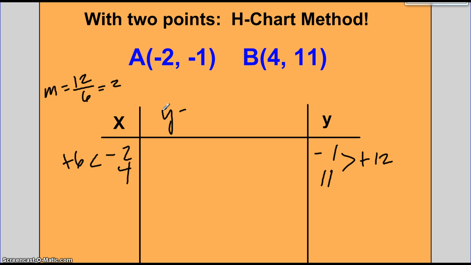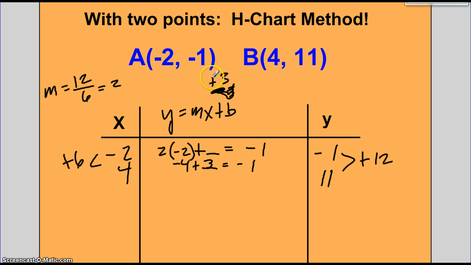I need to put it in this form. So that means I know that my slope is 2, my x is negative 2, plus something gives me negative 1. Well, 2 times negative 2 is negative 4, plus something gives me negative 1. I'm pretty sure that the answer should be negative 4 plus 3 gives me negative 1. So it looks like my b term is going to be negative 1. I'm sorry, 3.